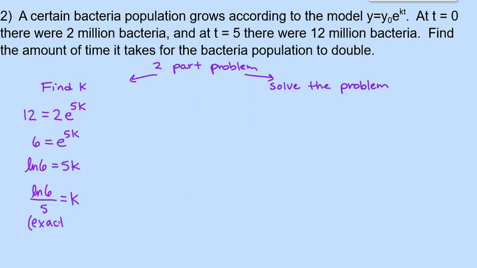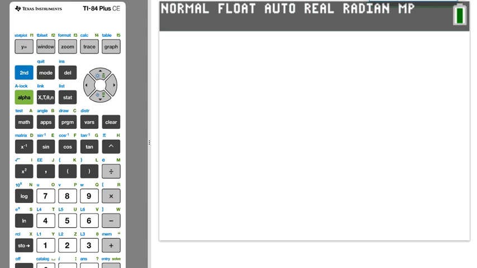I would leave it like that, or if I'm going to put it in my calculator, I'm going to store it so that I don't have to round and use a rounded number, which will throw off my accuracy. So let me just teach you how to store. So grab your calculator. Okay, so I need to type in natural log of 6 over 5.